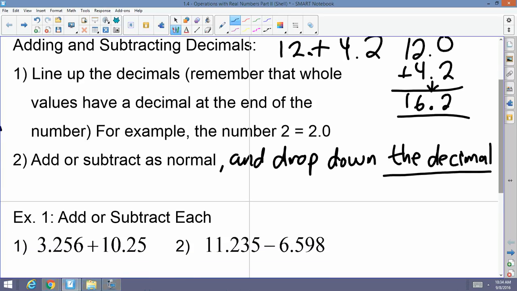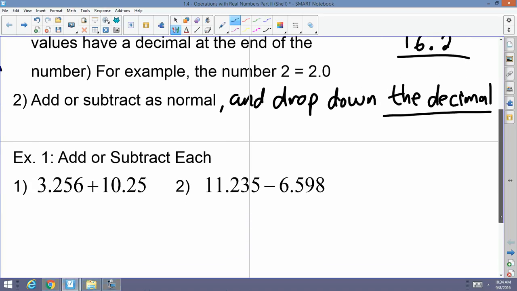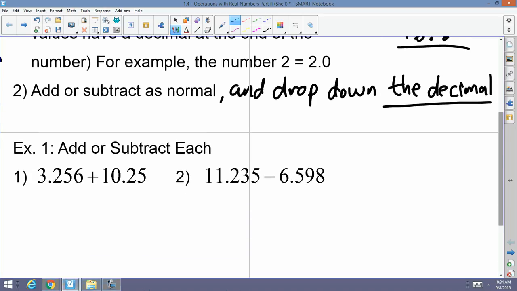Okay? And I know what you're thinking, oh, this is so silly, this is boring. Trust me, these are the things that make you a better or worse math student. If you know how to add, subtract, multiply, divide integers, fractions, decimals, everything else makes a lot more sense.